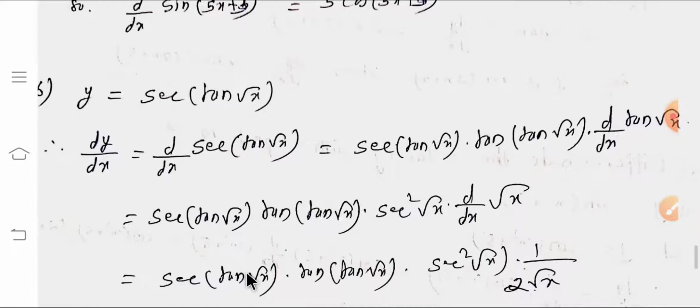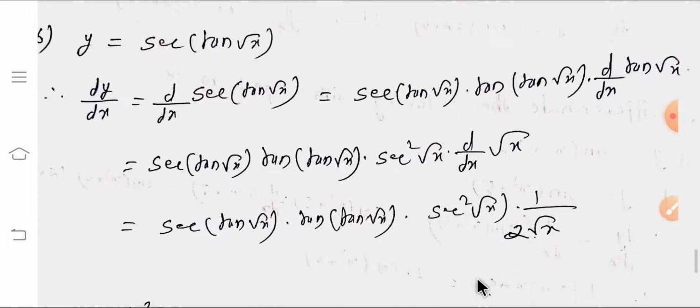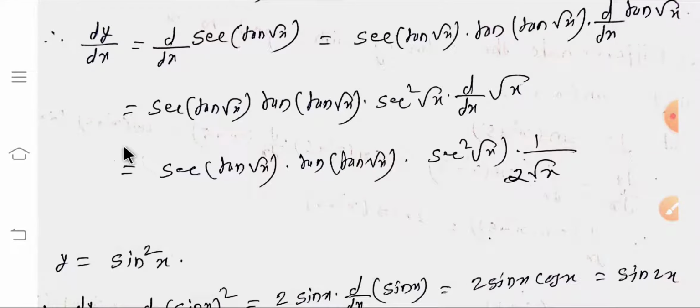So sec √x tan √x, into sec² √x, into the derivative of √x, which is 1 by 2√x. Hence dy/dx comes to be 1 by 2√x in the denominator, sec √x tan √x sec² √x, upon 2√x we can write.